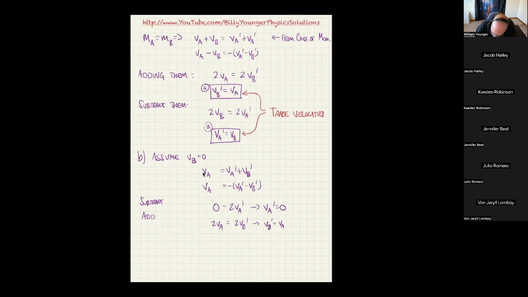So what we've discovered here is that they still are trading velocities, but one of them had initial velocity of 0. So now the one that didn't have initial velocity of 0 comes to a stop and the other one takes off. This is exactly what you've probably seen playing pool. Often you'll hit a cue ball and it'll hit the 8 ball and then the cue ball will stop.